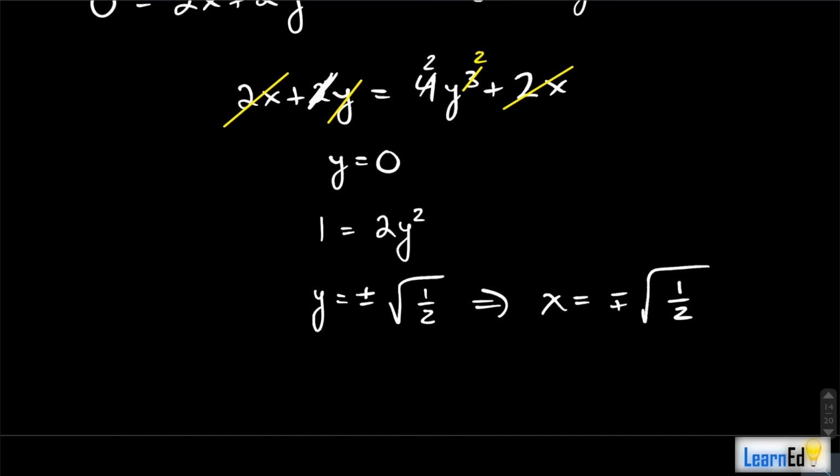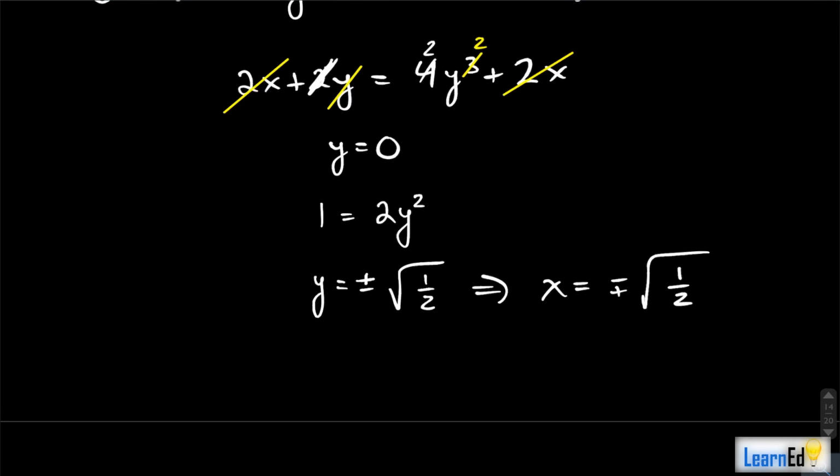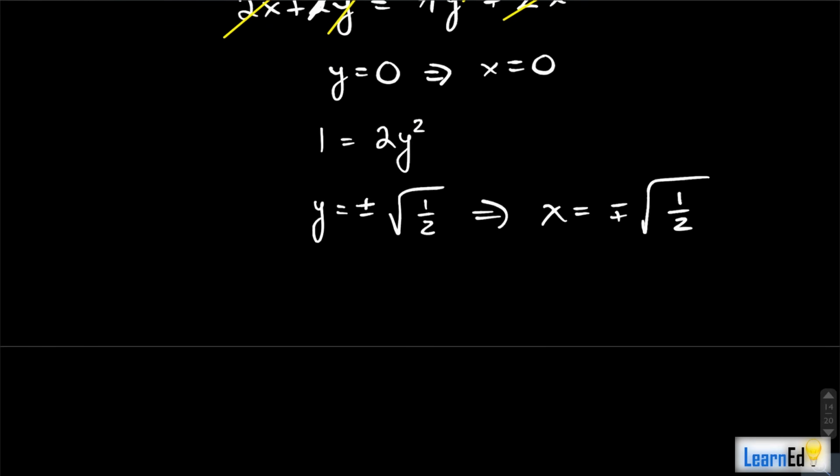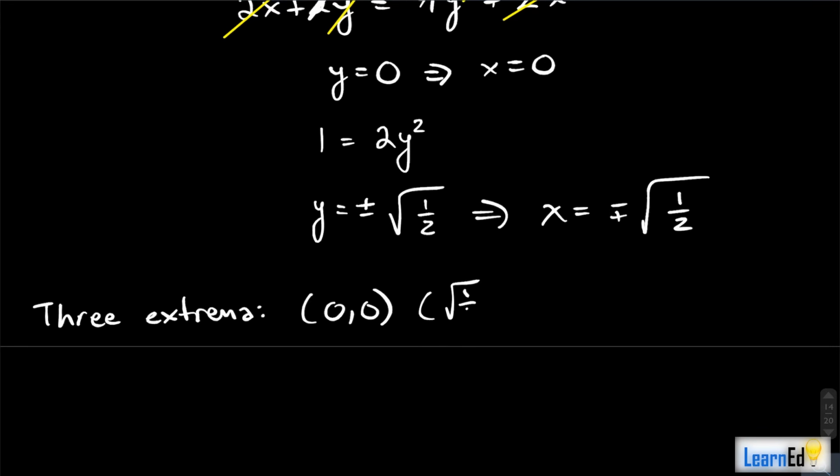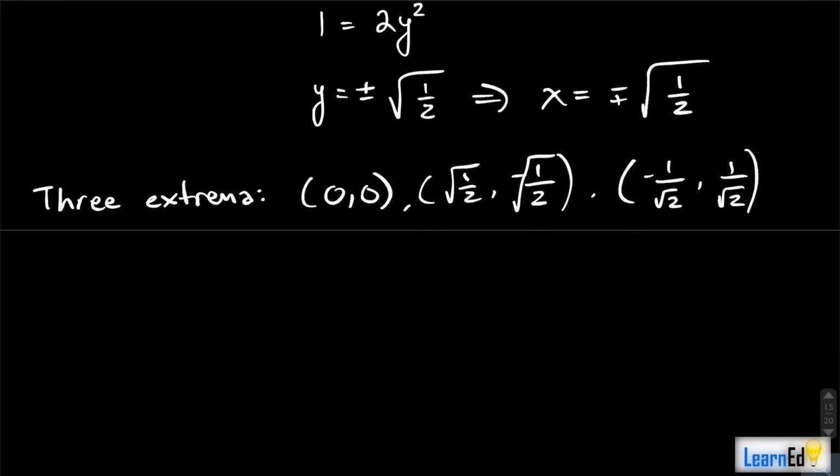Now, moving on, since we have our roots, and by the way, when y is equal to 0, x is equal to 0, so we have our 3 extrema, and we can write those down. We have 0, 0. We have rad 1/2, negative rad 1/2. We have negative rad 1/2, and then we have positive rad 1/2.